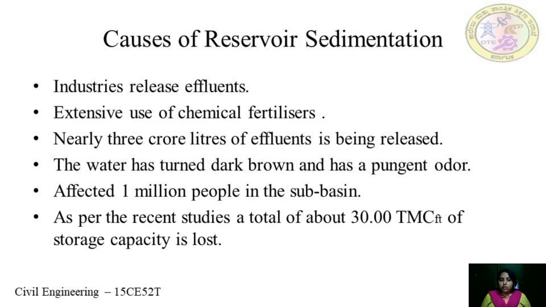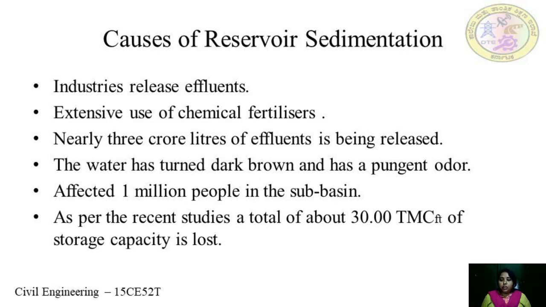Downriver from the industries, the water has turned dark brown and has a pungent odor. Tungabhadra river's pollution has affected 1 million people in the sub-basin, as most villages use the river water for drinking and day-to-day activities, as well as for irrigation, fishing and livestock water. The livelihood of village fishermen has been harmed by regular fish kills that have exhausted Tungabhadra's fisheries.